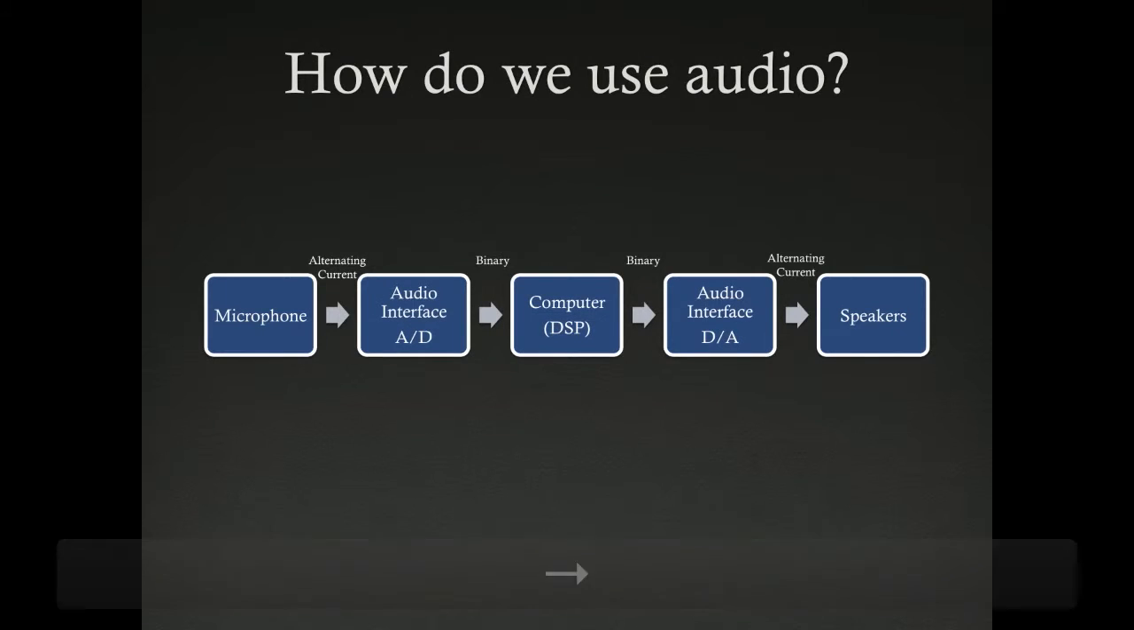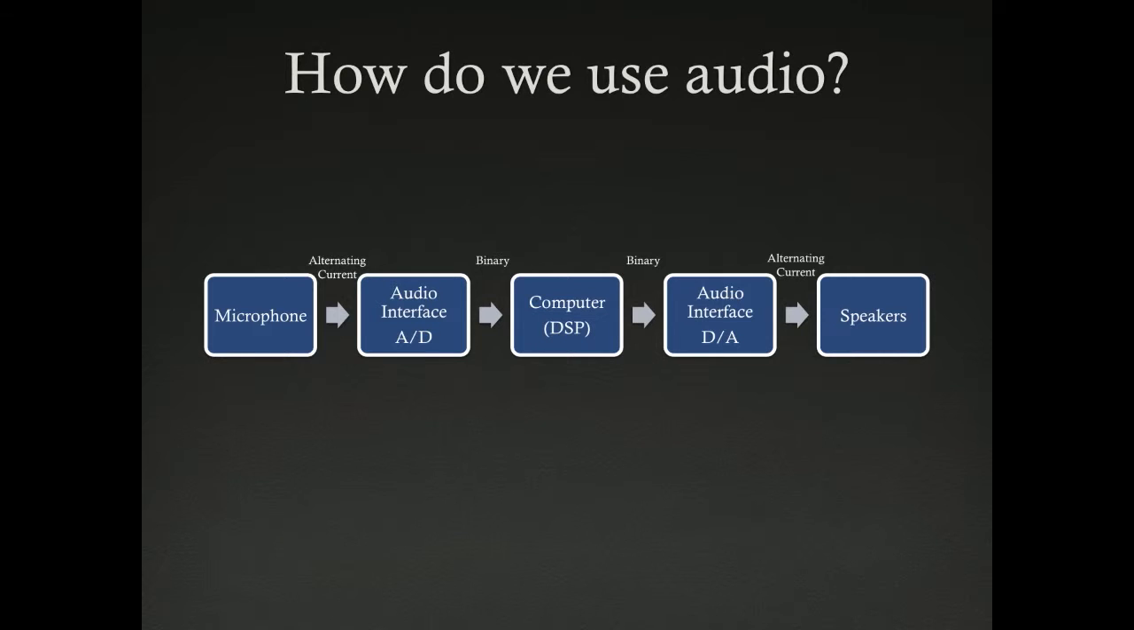So how do we use this? Firstly, we need to capture the sound pressure wave using a microphone. The microphone takes a sound pressure wave and converts it into an alternating current. This is passed to the audio interface where some analog to digital conversion takes place. Then the binary, or zeros and ones, are passed to a computer for digital signal processing.